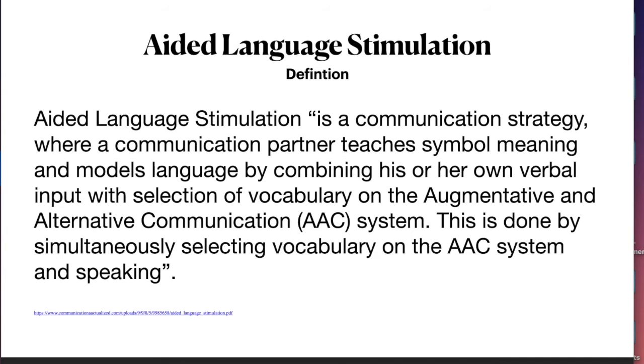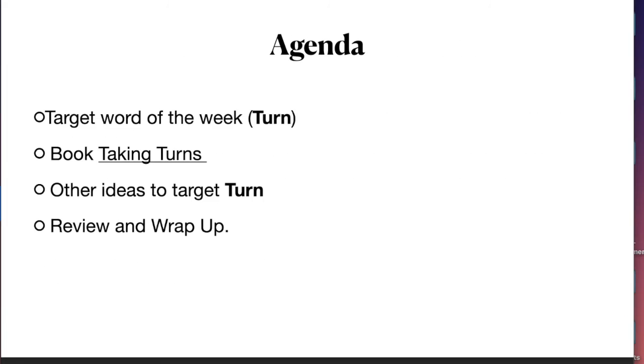So, what is aided language stimulation? Aided language stimulation is a communication strategy where a communication partner teaches symbol meaning and models language by combining their own verbal input with selection of vocabulary on the AAC system. This is done simultaneously, selecting vocabulary on the AAC system and speaking.